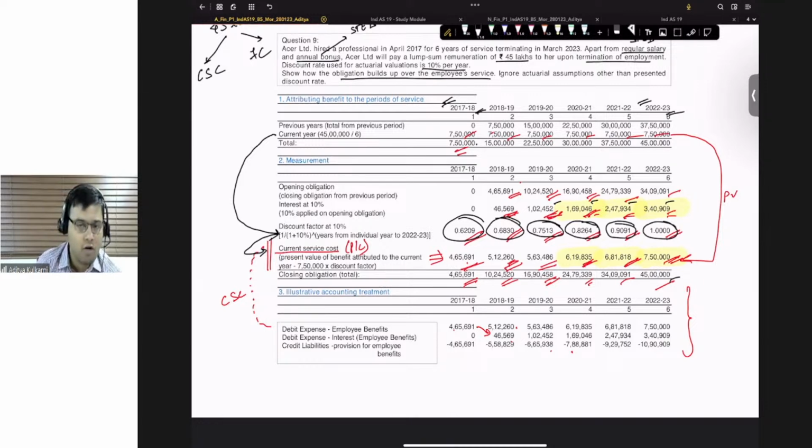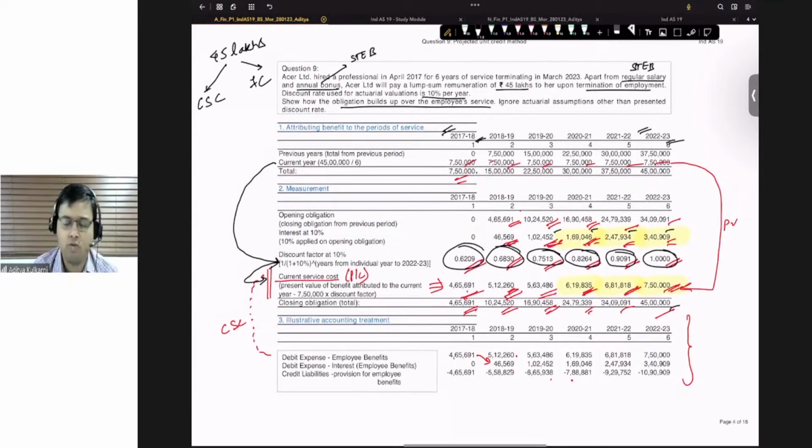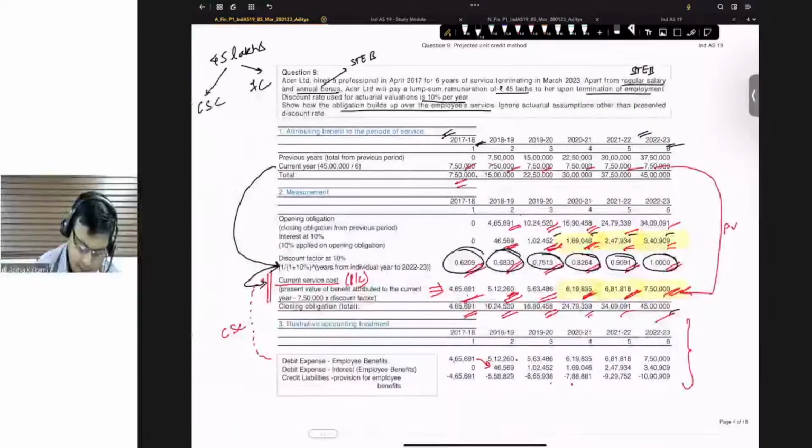You have not taken a loan. This is not a loan which you have taken. This finance cost is attributable to employee benefits, which you are going to pay after a 6-year period. So that is your interest cost or finance cost. And credit what? You will credit provision for employee benefits. This is how you do the accounting and building up of the liability.